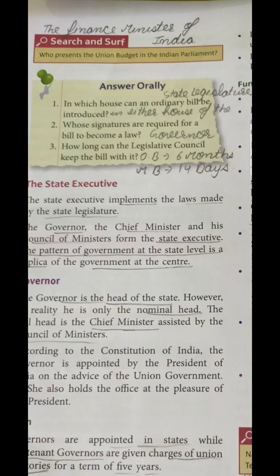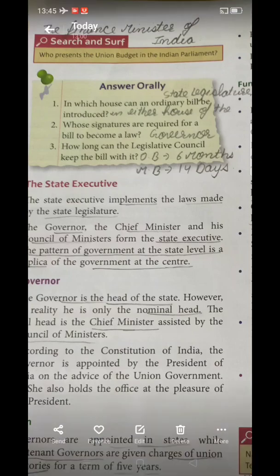In which house can an ordinary bill be introduced? It can be introduced either in the state legislative assembly or in the legislative council. So the answer is that the ordinary bill can be introduced in either house of the state legislature. No particular one is determined for that. Whose signature is required for the bill to become a law? The governor's signature is required for a bill to become a law.